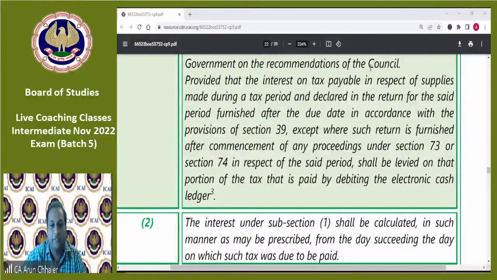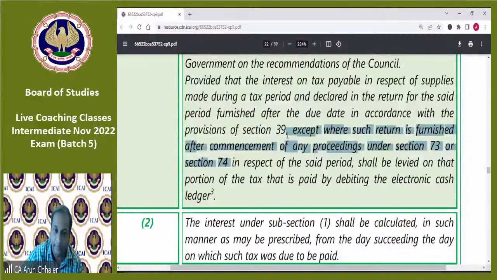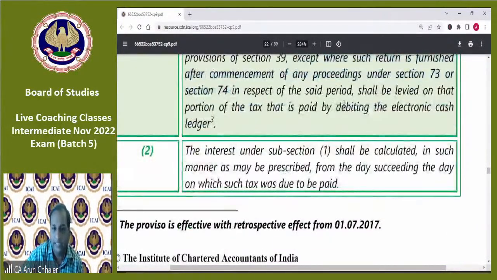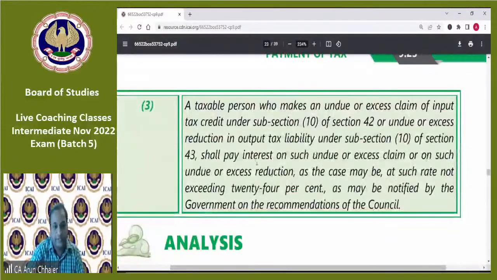If the return is being furnished after Section 73 or 74 is initiated, then the benefit of this net would not be available, because the government has initiated the penalty prosecution on you. Then you are filing the return; in that case, it will not be applicable. Interest shall be levied on that portion which is debited from the cash ledger. The interest shall be calculated in the manner prescribed from the day succeeding the day on which tax was due to be paid. So if the due date is 20th, the interest would be calculated from the 21st.